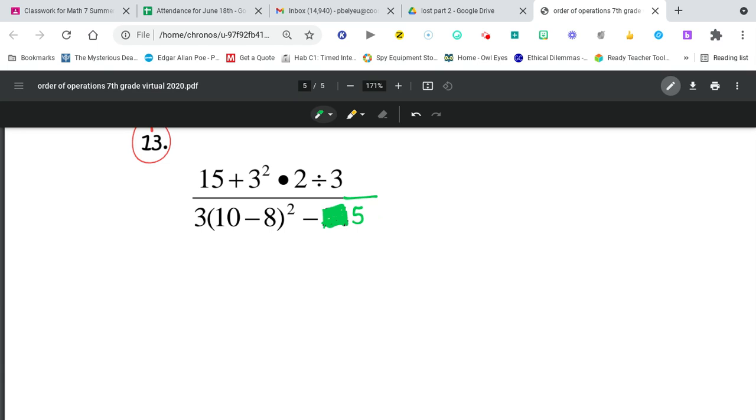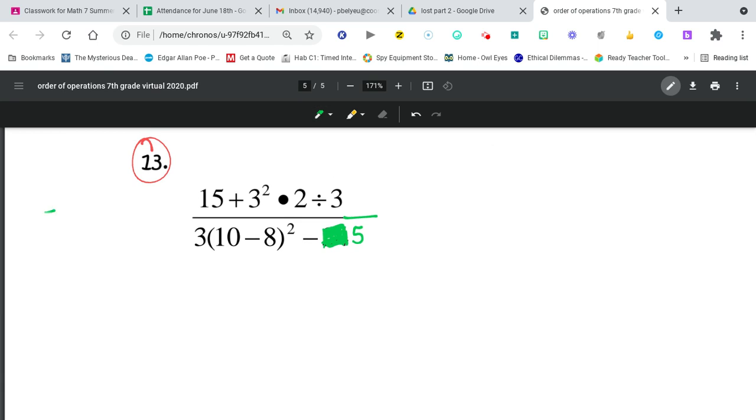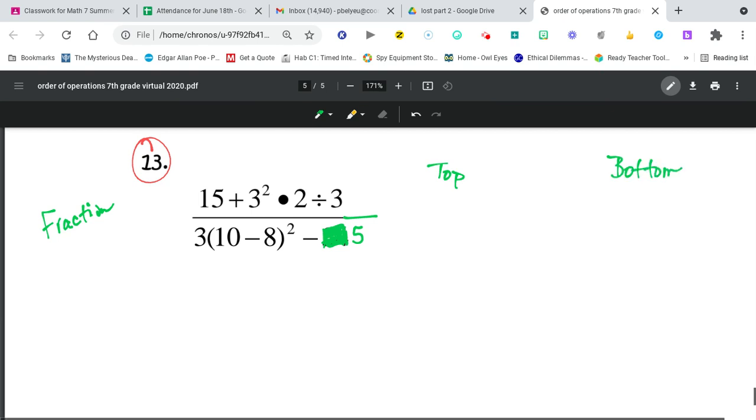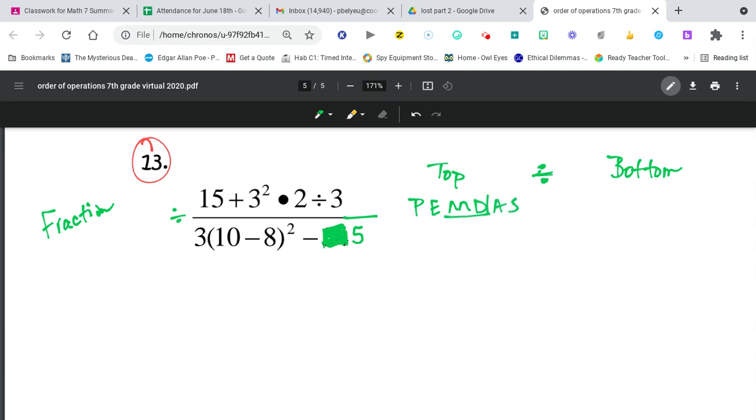All right. So notice that this thing has a top and a bottom. That's because it's a fraction. So when you have a fraction, you need to do the top. Then you need to do the bottom. And then you can divide them, okay? Divide the top by the bottom. Because this bar in the middle means divide, okay? So let's do the top. So we're going to follow PEMDAS on the top. Remember, those are interchangeable. And we're going to follow PEMDAS on the bottom.